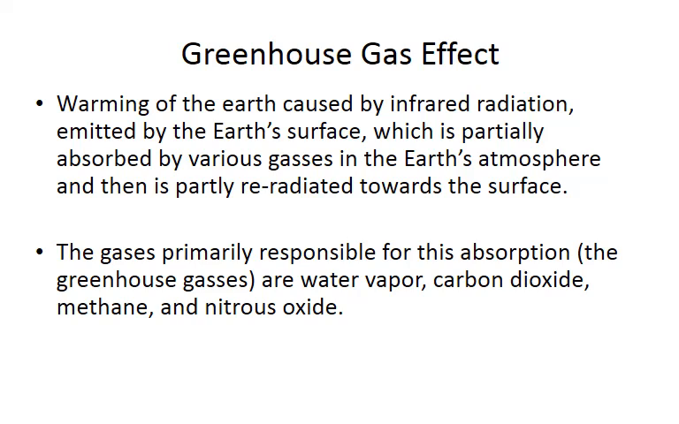So when we summarize the greenhouse gas effect, the warming of the Earth is caused by infrared. So, the Earth's surface emits it out. Some of that's absorbed by the greenhouse gases, and then some of it's sent back to the Earth. And so it's a cycle that way. The gases primarily responsible for the absorption are water vapor, carbon dioxide, methane, and nitrous oxide.